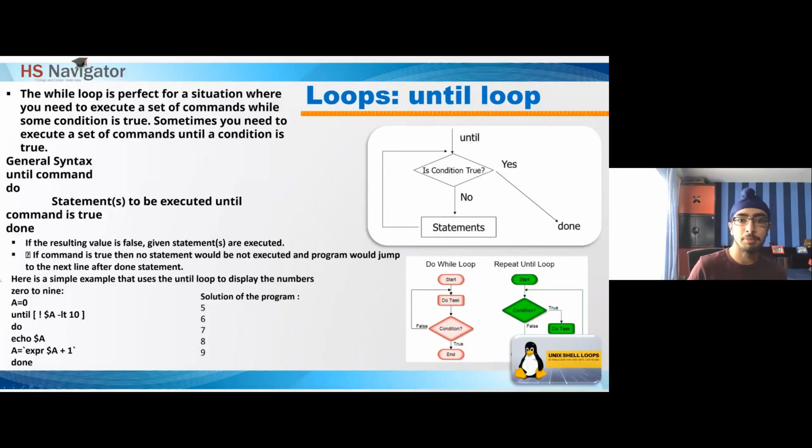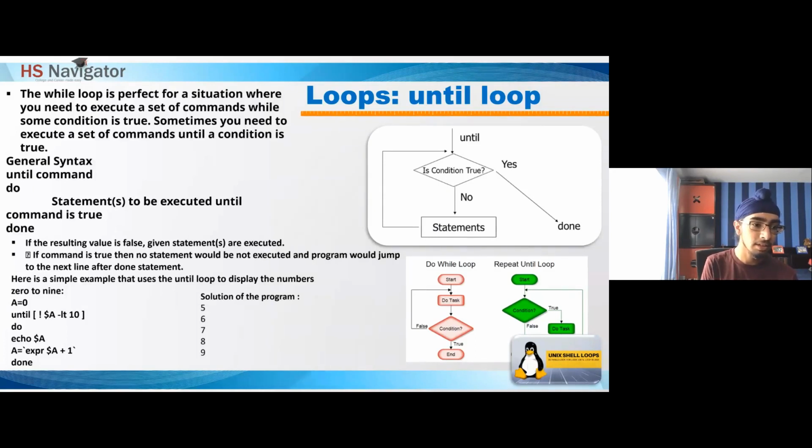Here's a simple example of how you would use that, the same way that you use the while loop. Let's say you have a equal to 0. You can do until not a is less than 10, or you can do until a is greater than 10. That's saying while a is less than 10. So you're saying that until the value of a is greater than 10, keep running whatever is in this loop.